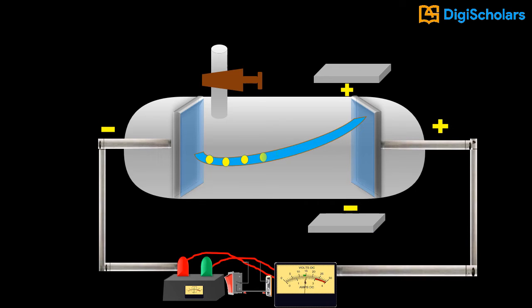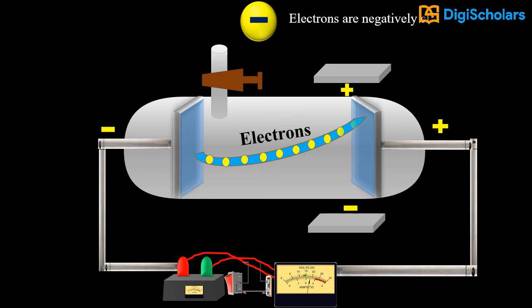Though J.J. Thomson conducted the above experiment with different gases, the same results were obtained. He named these particles electrons and stated that these electrons are negatively charged particles.